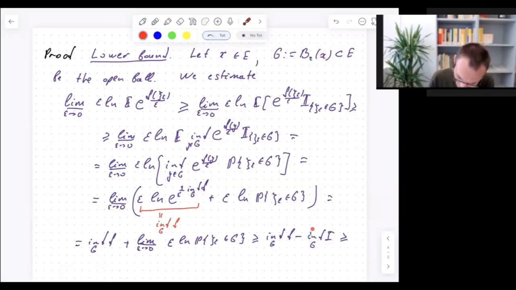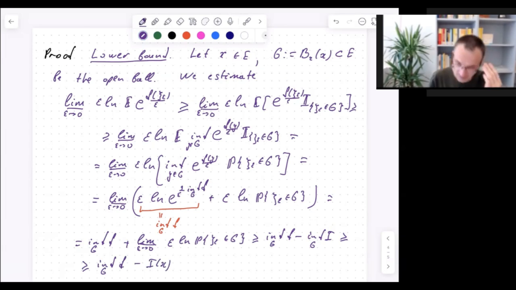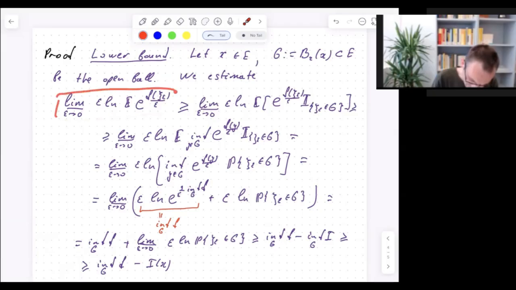So when you replace this infimum by just the value of the function I at the point x, you will get something larger, but here it is minus, therefore you will get something smaller. Therefore you can continue, and it is larger or equal than the infimum of f over g minus I of x, because x belongs to the set g. Let's point out once again that this limit can be estimated from below by such an infimum.